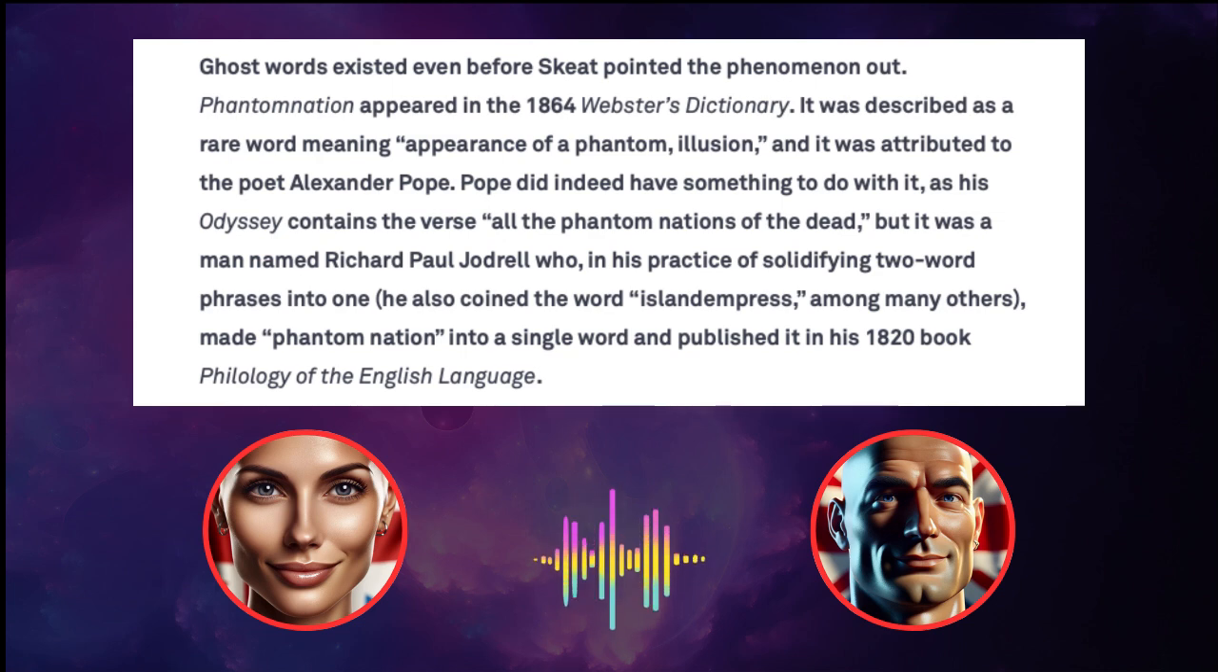Dictionary.com, for example, offers up a whole slew of more recent examples. Okay, lay it on me. What other ghostly words are lurking in the pages of modern dictionaries? Well, let's start with tweed, the fabric.